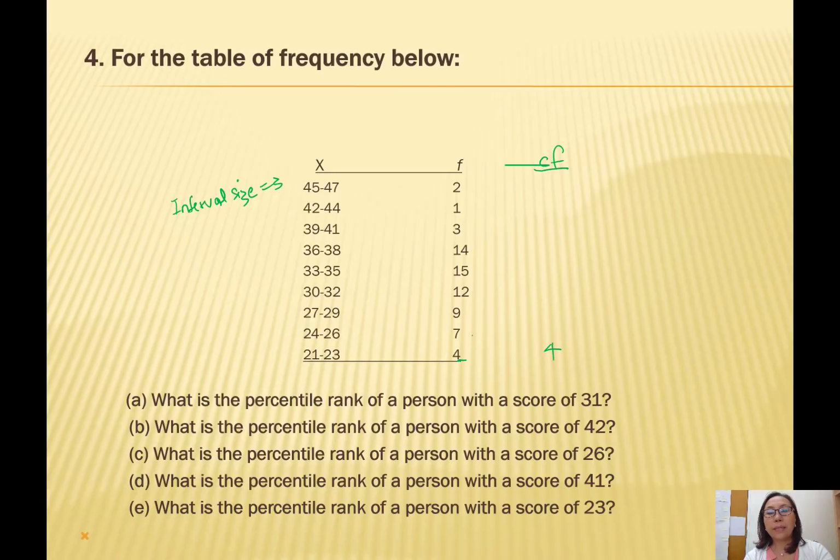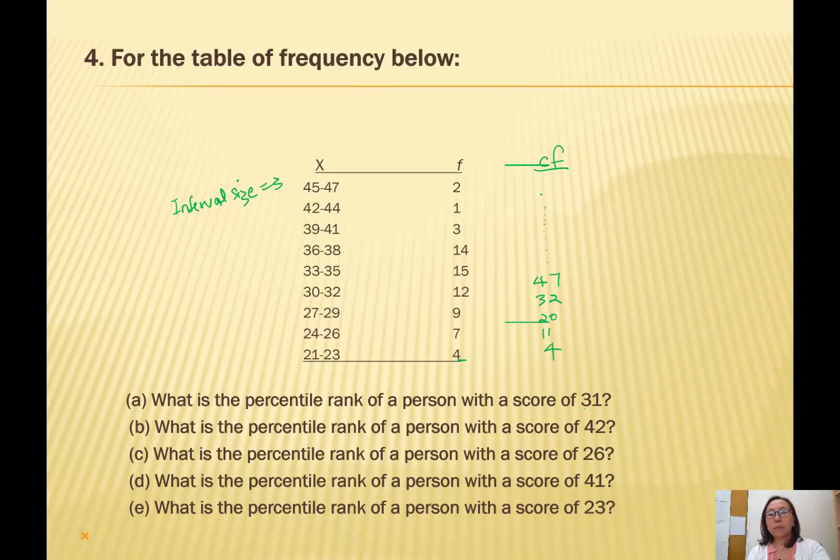And then to add 7 more to that makes it 11. Then to add 9 more makes it 20. Then to add 12 more makes it 32. And then to add 15 more makes it 47. So you want to go all the way up. Now we're ready to calculate the percentile rank.